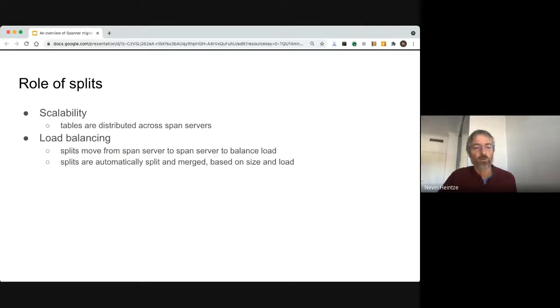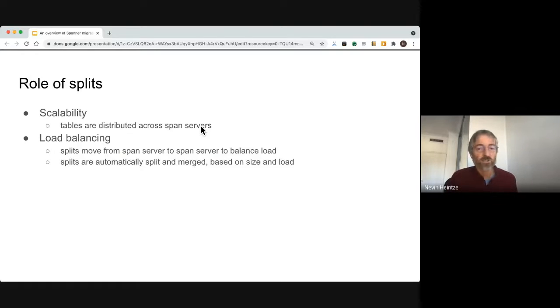So what's the role of splits? Well, there are really 2 parts to this. The first is that splits are the basis for distributing table data across span servers. And the second is that they form a core part of an automated sharding mechanism to balance load across span servers. Splits are not static, unlike in many other databases and sharded databases.